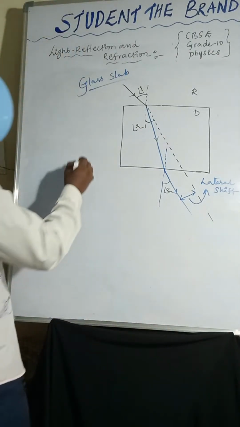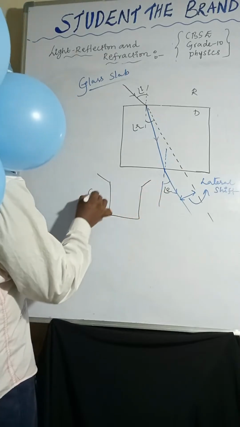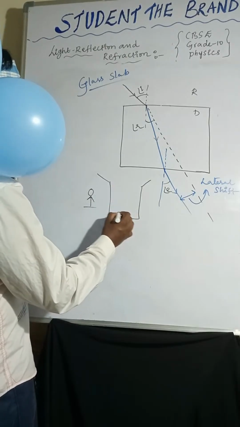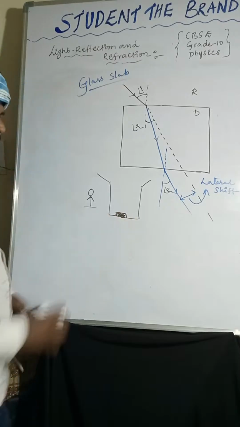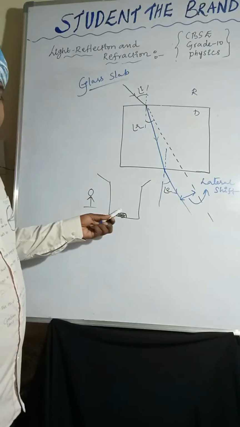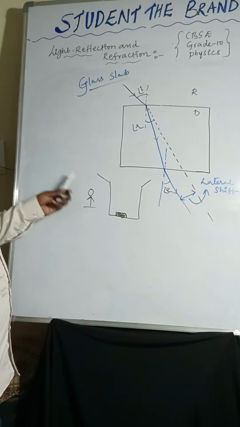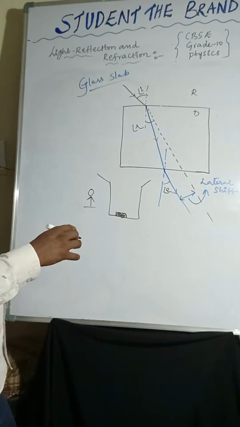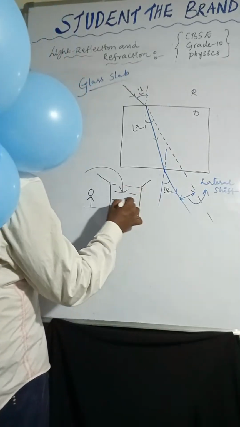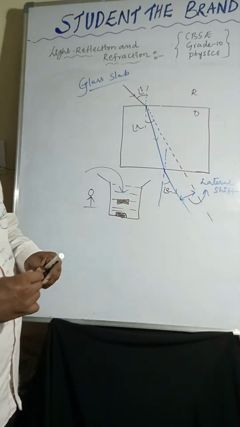Next. I'm taking a beaker like this. If I'm standing here and I place the coin at the bottom of the beaker, I am not able to see it. Once you pour water, the coin position rises up.